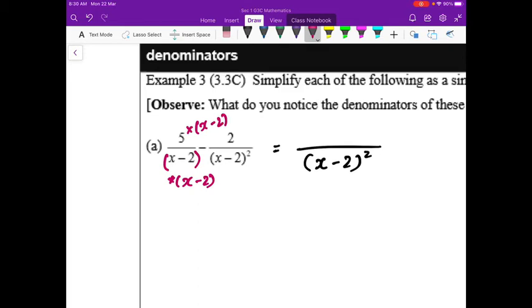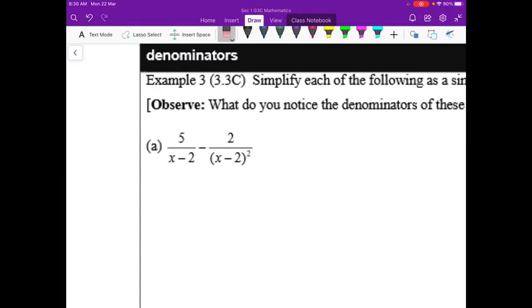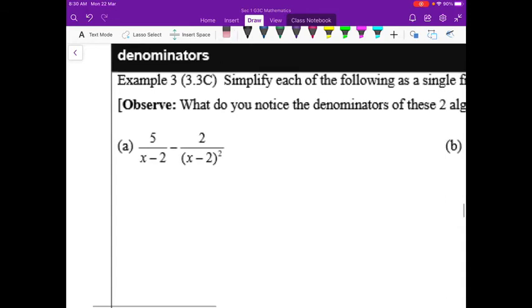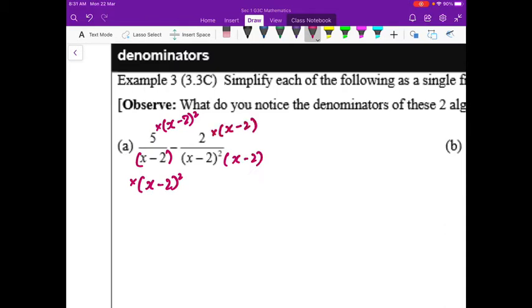So imagine if we didn't do this. You didn't realize that the denominators have a common factor. Let me show you what is going to happen. You don't have to copy this down. You're going to take this and multiply it by x minus 2 squared in the numerator and the denominator. In the denominator over here, you're going to multiply by another x minus 2. Let's see what we end up with.